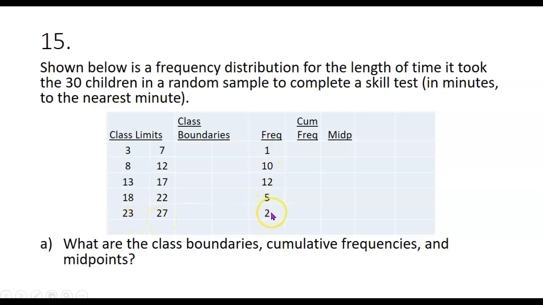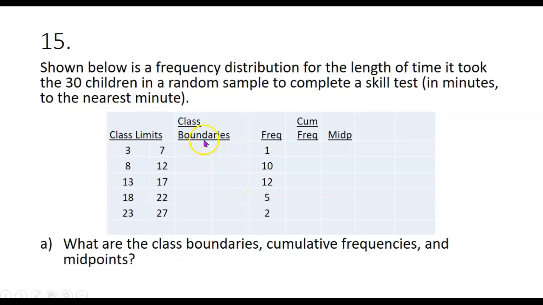And the frequencies, the numbers given in the frequency column, tell how many children there were in each class. There was just one kid who finished in somewhere from 3 to 7 minutes. 10 of them took somewhere from 8 to 12 minutes. 12 of them took 13 to 17 minutes. 5 took 18 to 22. And 2 of them took 23 to 27 minutes.